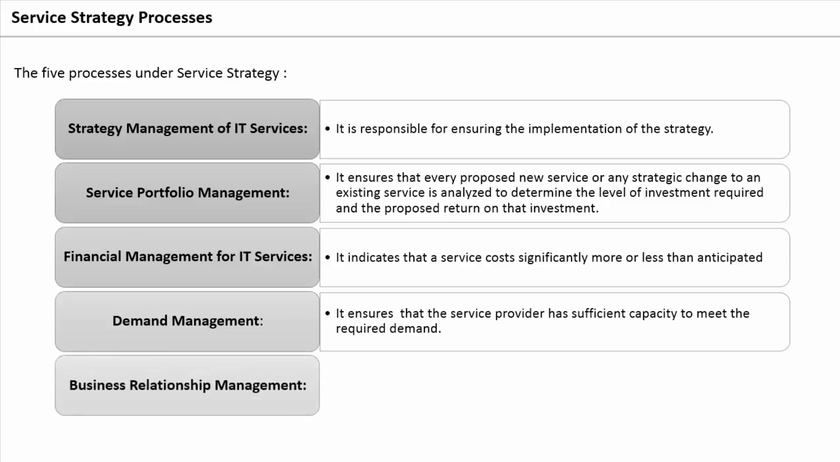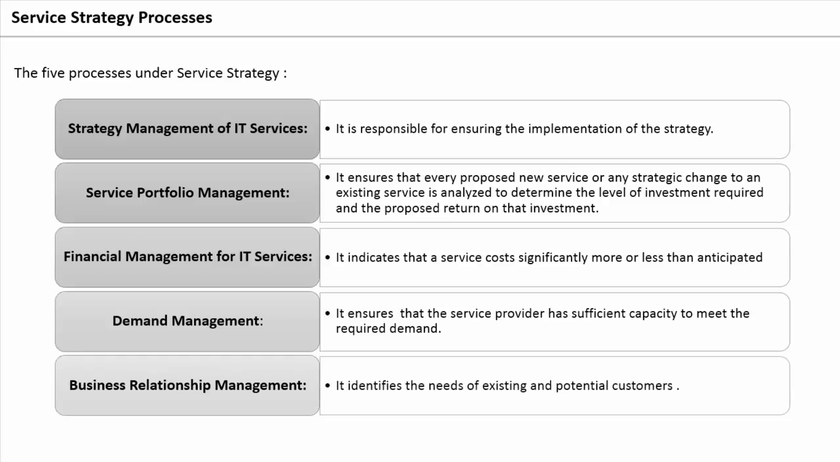Business relationship management. To maintain a positive relationship with customers, business relationship management identifies the needs of existing and potential customers and ensures that appropriate services are developed to meet those needs.